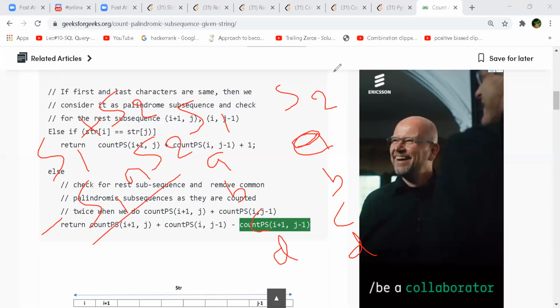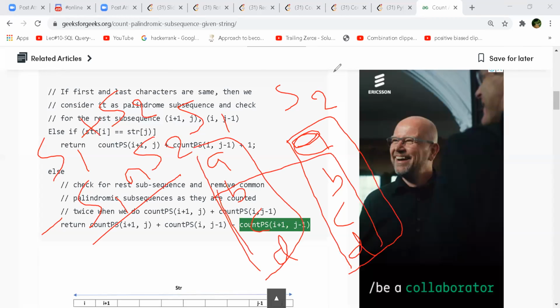So what will happen? Every single character is a palindrome here. So 4 you will get from here and 4 you will get from here. 4 plus 4 is 8, and these three are common. So 8 minus 3 will be 5. So overall 5 such palindromes you will get out of these two strings, right?